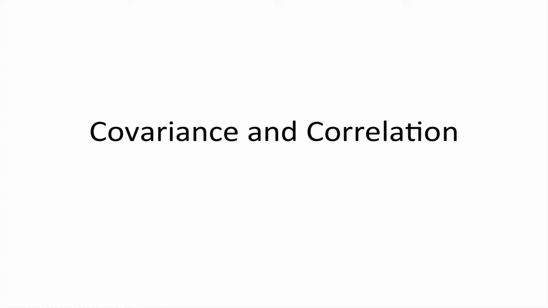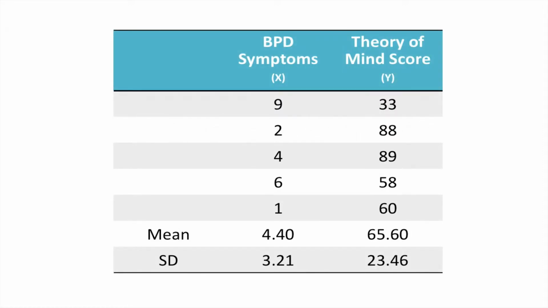Hello, and in this video we're going to briefly talk about how to compute correlation coefficients by hand. So, if we look at our example here, we've got two variables that we want to assess the correlation between: someone's borderline personality disorder symptoms and their theory of mind score.